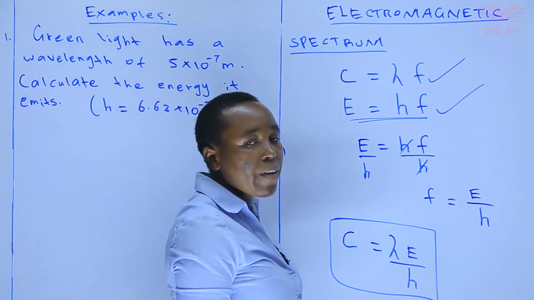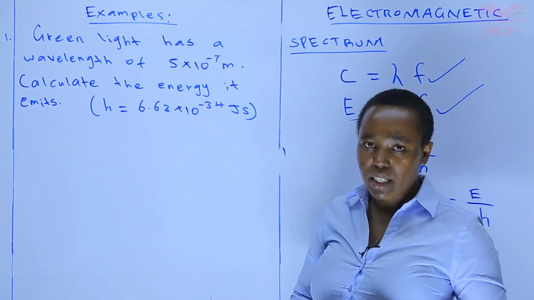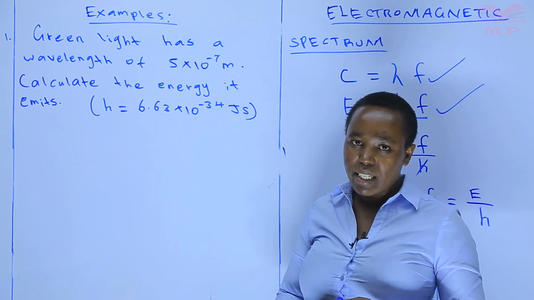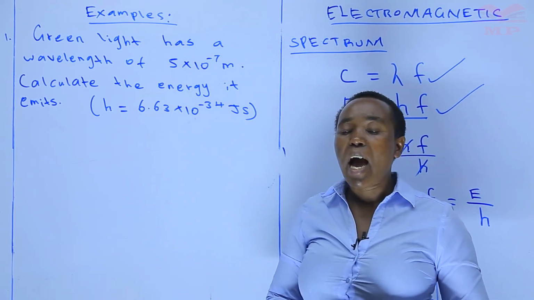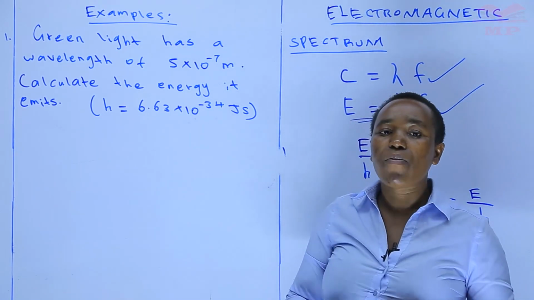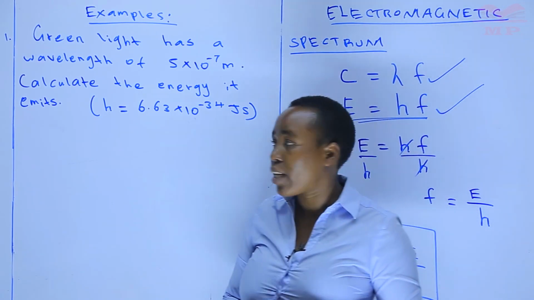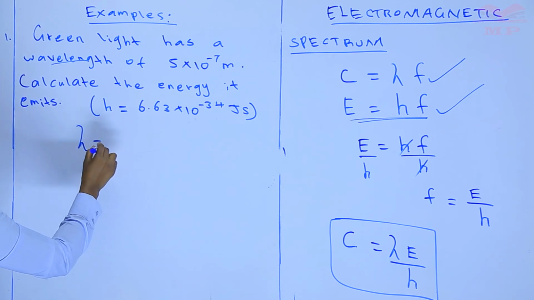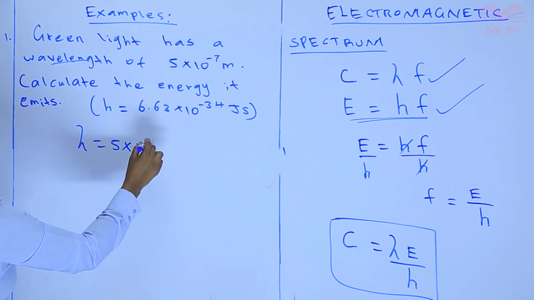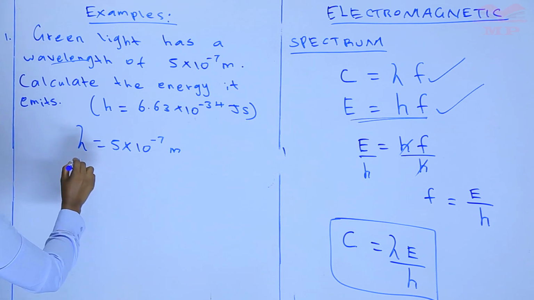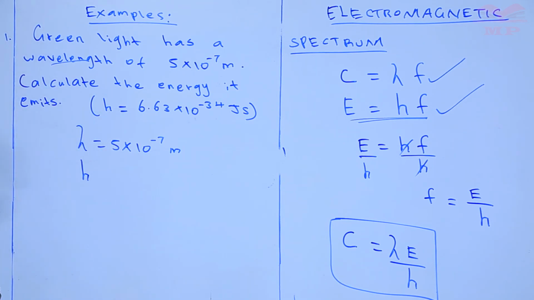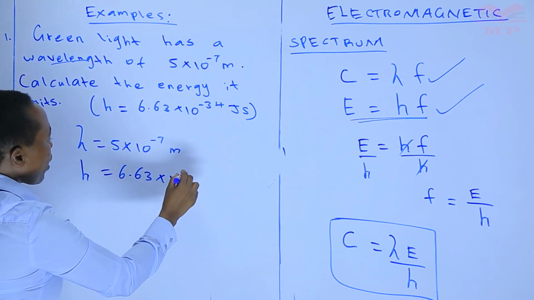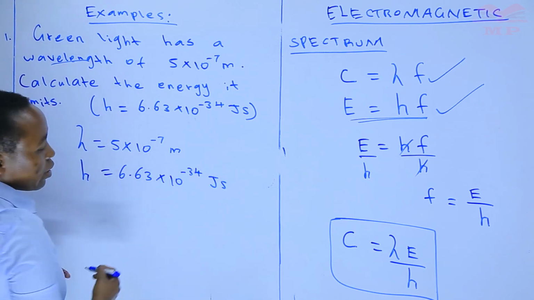So whenever you are given a question in physics involving calculation, it is always good to first analyze, state what is given and then what is in question and see the formula that you need to apply. So here we have been given the wavelength. So wavelength we have as 5 times 10 power negative 7 meters. Then we also have the Planck's constant, which is 6.63 times 10 power negative 34 joules/second.